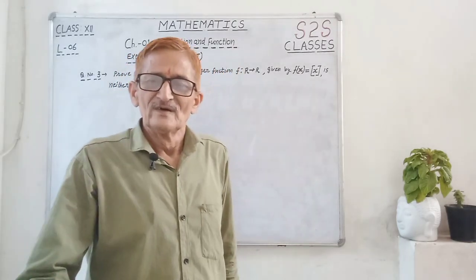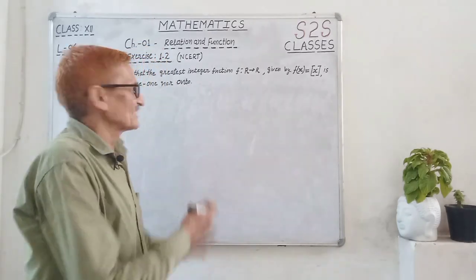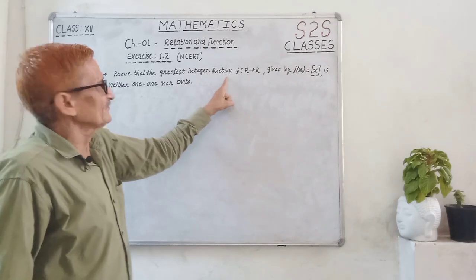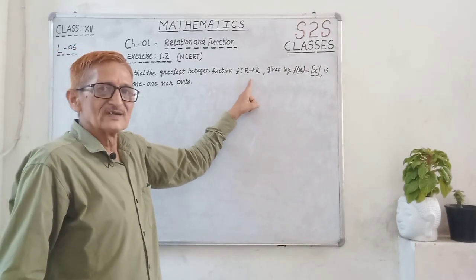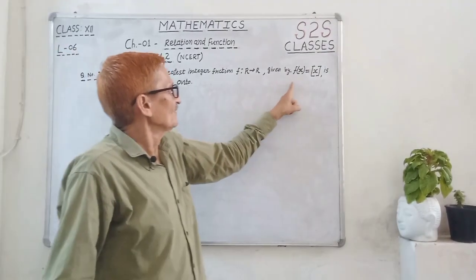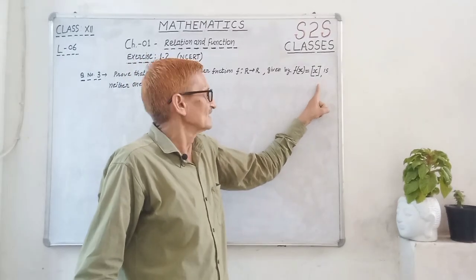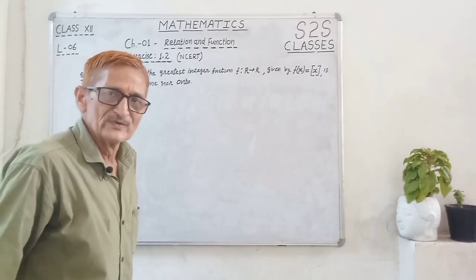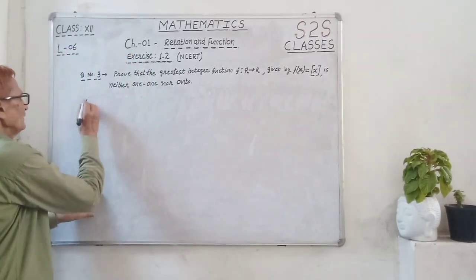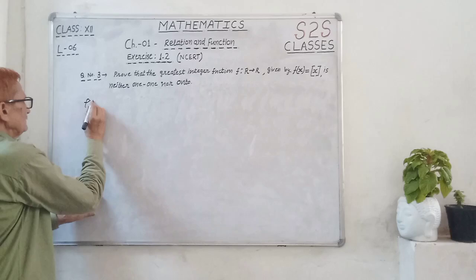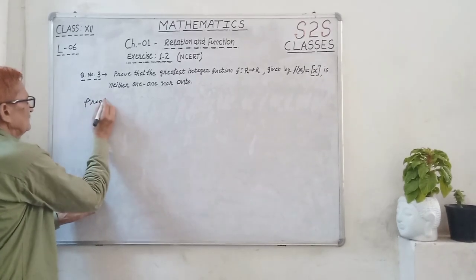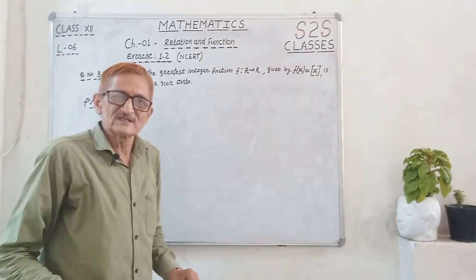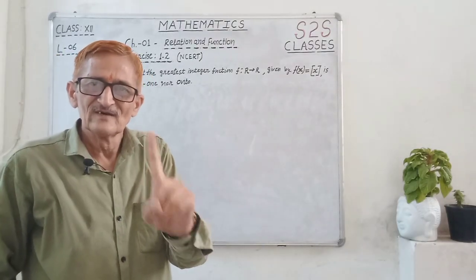So today, question number 3 of Exercise 1.2: prove that the greatest integer function f from real numbers to real numbers, given by f(x) equal to the greatest integer of x, is neither one-one nor onto. We have to prove. Now proof. First, we have to check one-one.